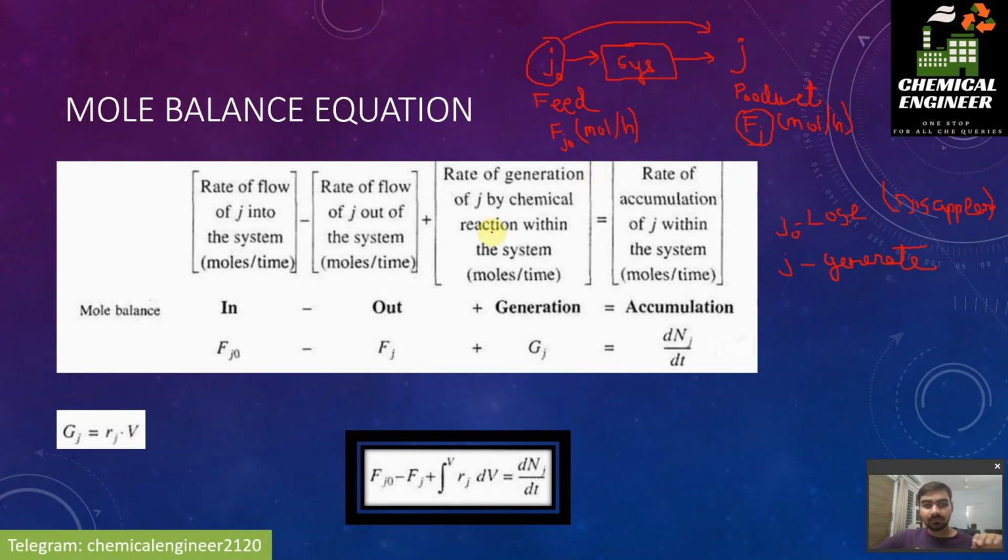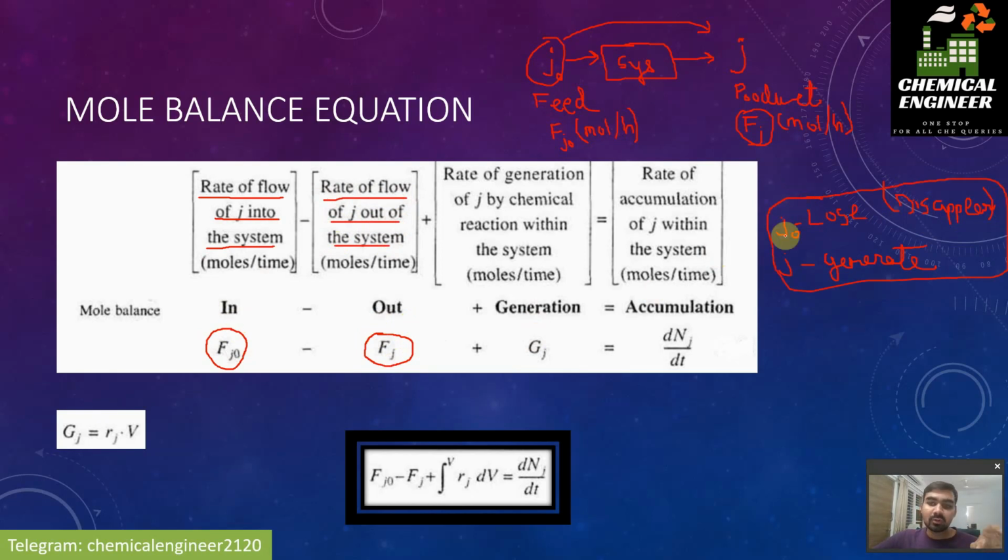So what we will do, we have a simple mole balance equation. Rate of flow of J naught into the system, this is F J naught, minus rate of flow of J out of the system. So the difference we will get: this is going in, minus that is coming out. So inlet minus outlet, plus generation.